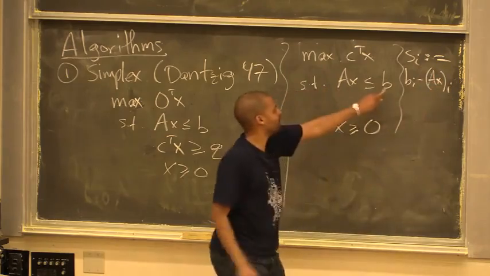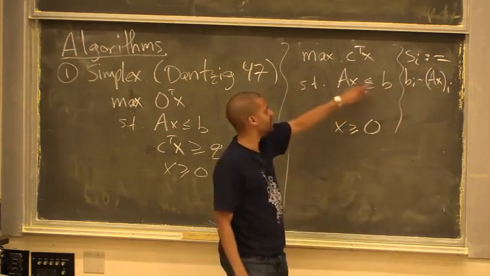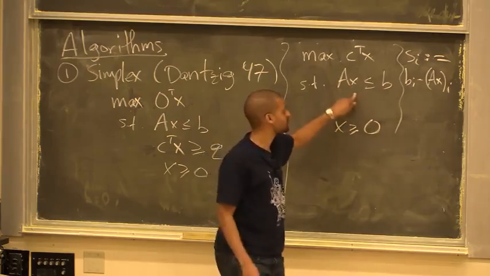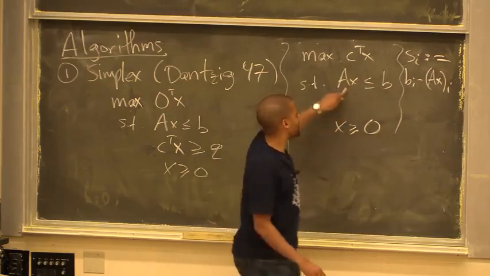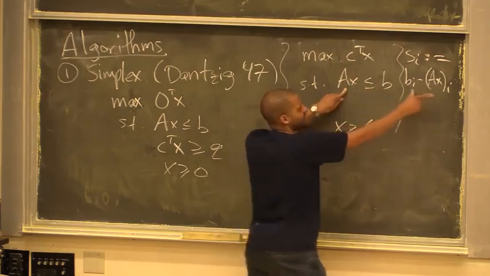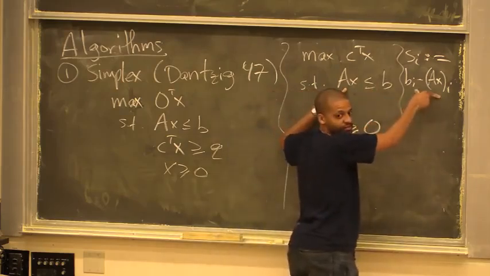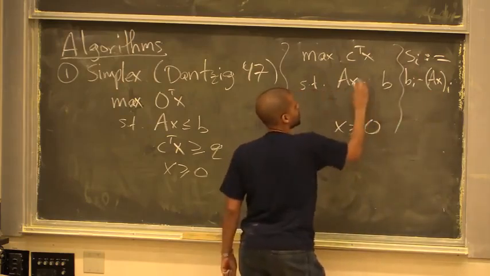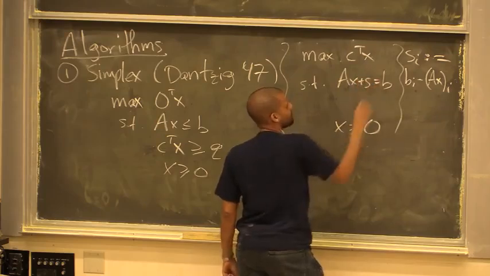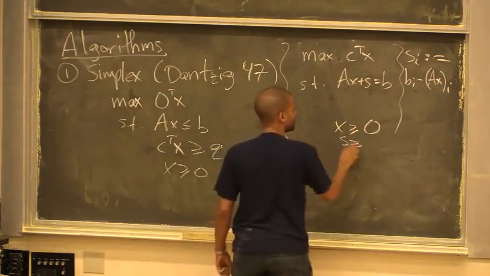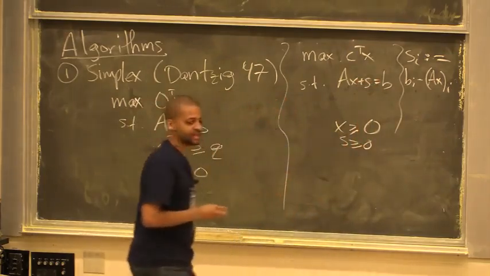Right? The ith entry of this right-hand side is b_i, and the ith entry of the left-hand side is the ith entry of A x. What do I know? I know that this has to be less than or equal to that, which means this has to be greater than or equal to 0. So I call this s_i, so I can just write, look, this plus s is equal to b. And again, s has to be at least 0. Every entry of s has to be at least 0.